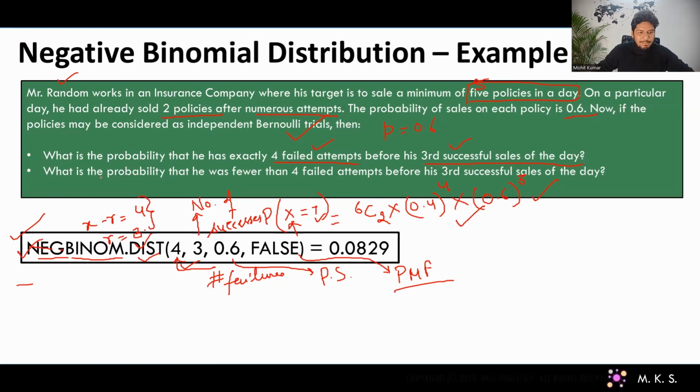Now the next example: what is the probability that he has fewer than 4 failed attempts before his 3rd successful sale of the day? So, less than or equal to 4 failures, right? Here it's actually asking probability of x less than or equal to 7, and we know x will always be greater than 3. Fewer than, it's asking actually fewer, so it's not equal to. Definitely it's asking for less than 4 failures in order to get 3 successful sales. What's the probability of that, right?